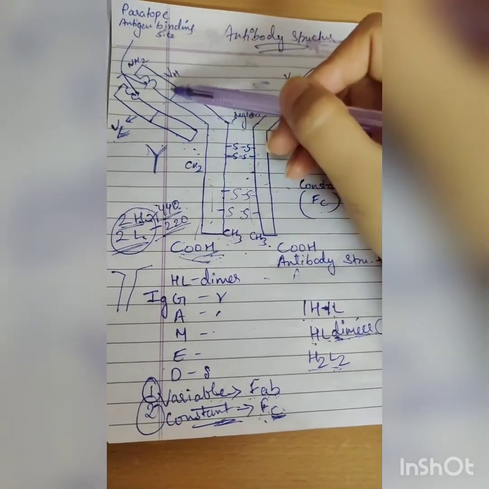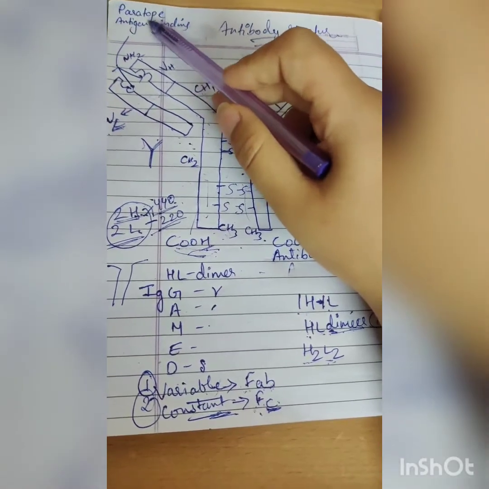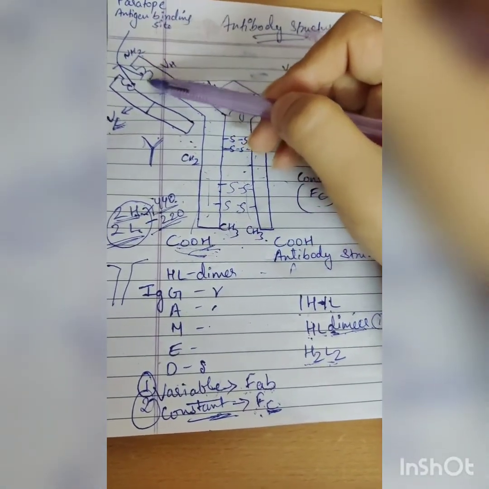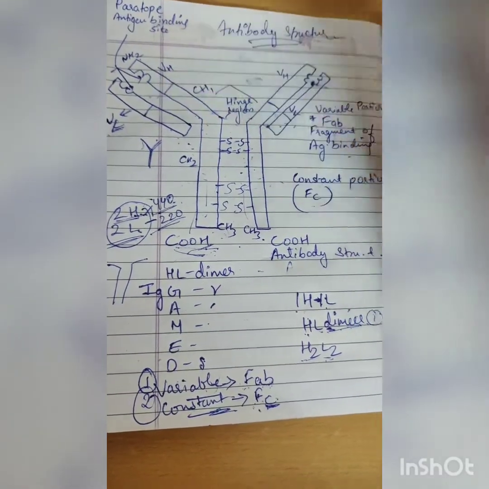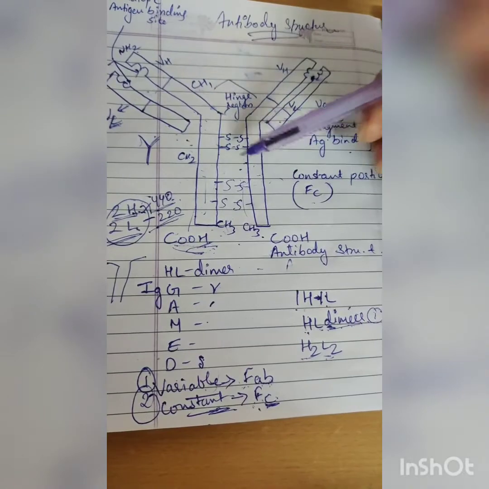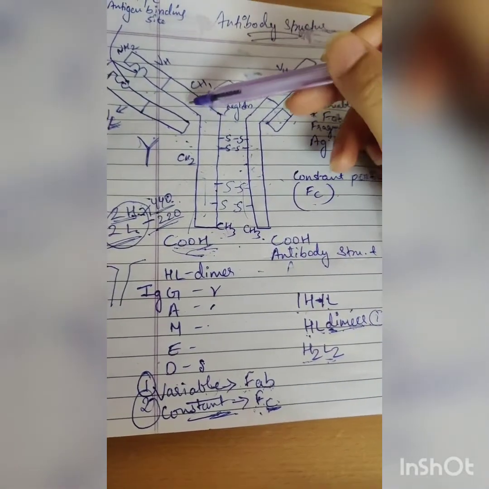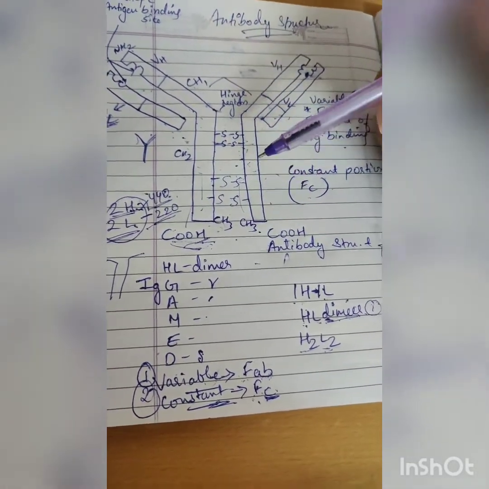In the variable portion there is the paratope. We already talked about this. Paratope is the antigen binding site. It can change its shape according to the specific antigen. These are the 2 portions, constant and variable. HL dimers, 2 halves, make a single unit of antibody.